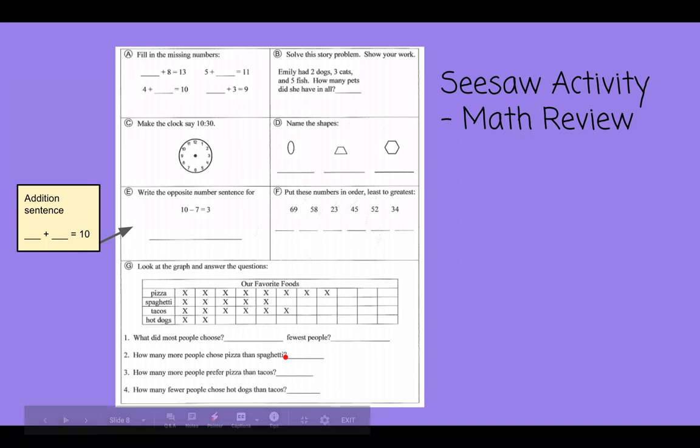How many more people chose pizza than spaghetti? So you're looking at the difference between pizza and spaghetti. And then number 3, how many more people chose pizza than tacos? And you're looking at the difference between pizza and tacos. Number 4, how many fewer people chose hot dogs than tacos? So then you're looking at hot dogs and tacos. Tacos had this many, hot dogs had this many. What is the difference between these two numbers? Again, put in your answers.